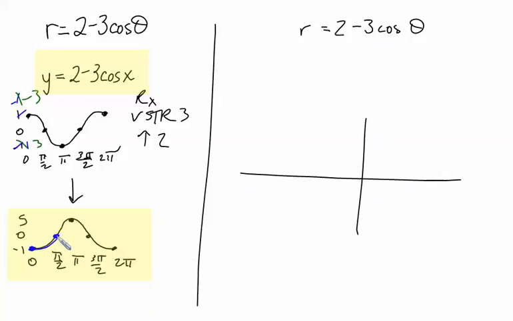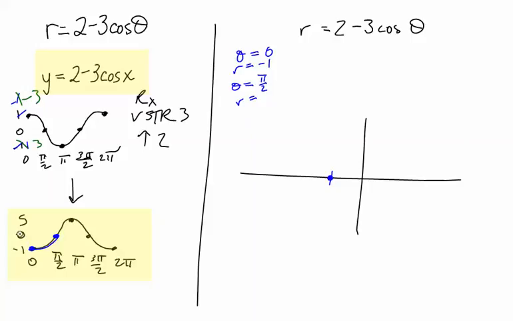So first we're going to look at the blue highlighted portion, which notice it starts at theta equals 0 and a radius of negative 1. So theta equals 0, a radius of negative 1 would be that point right there. And it's going to go until we get to theta equals pi over 2, and we have a radius.